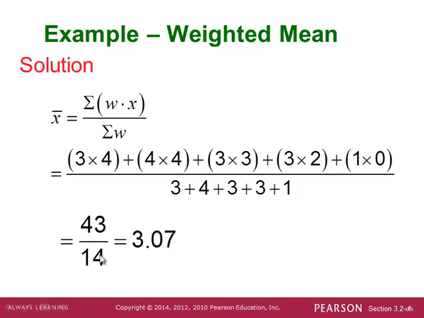So you were enrolled in 14 credits, and you had a total of 43 cumulative points, meaning if you were to take 3 times 4 plus 4 times 4 plus 3 times 3 plus 3 times 2 plus 1 times 0. In other words, you had 12 plus 16 plus 9 plus 6. That works out to be 43. Divided by 14 is about 3.07.